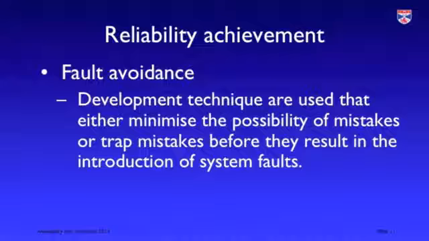The notion of faults, errors and failures, and the fact that failures derive from faults at some stage, allows us to think about the approaches that we can use to achieve system reliability. There are basically three approaches. These are fault avoidance, fault detection, and fault tolerance. Fault avoidance is the use of development techniques in a development process that avoids the introduction of faults into the program in the first place.